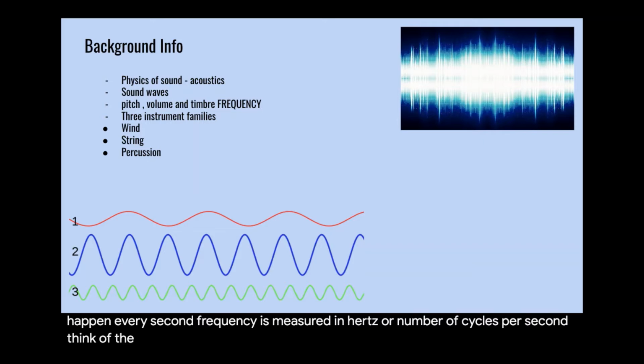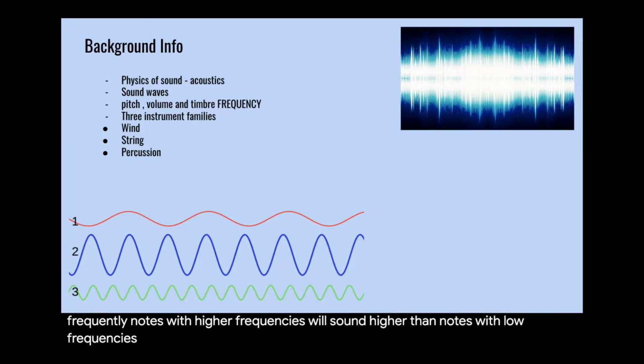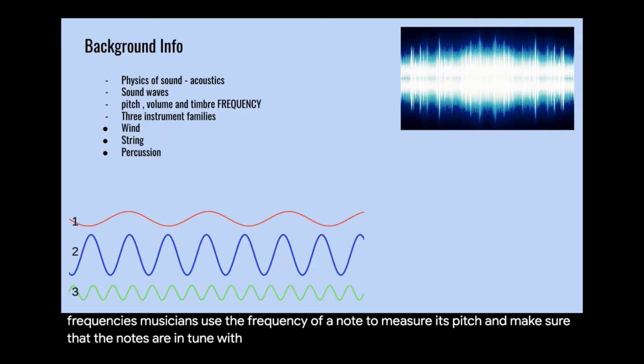Think of the word frequent. A higher frequency means something is happening more frequently. Notes with higher frequencies will sound higher than notes with low frequencies. Musicians use the frequency of a note to measure its pitch and make sure that the notes are in tune with each other. Many tuning tools used by musicians can measure the frequency of a tone.